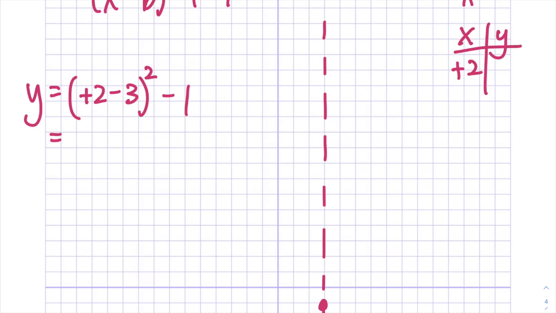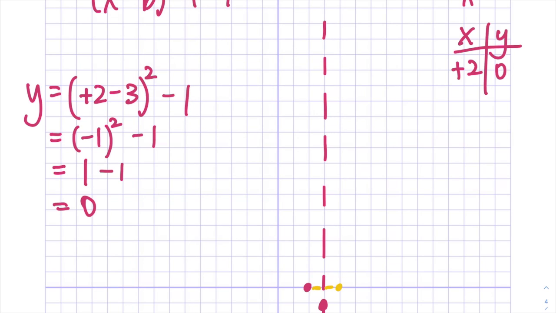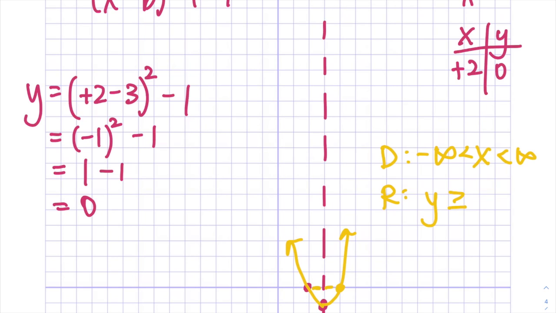So positive 2 minus 3 gives us negative 1. Negative 1 squared is positive 1. And 1 minus 1 is 0. So 2, 0. Again, mirror that point to the other side, and you have your graph. Don't forget your domain and range. We have a lowest point, so our graph is going up. The lowest point is negative 1.